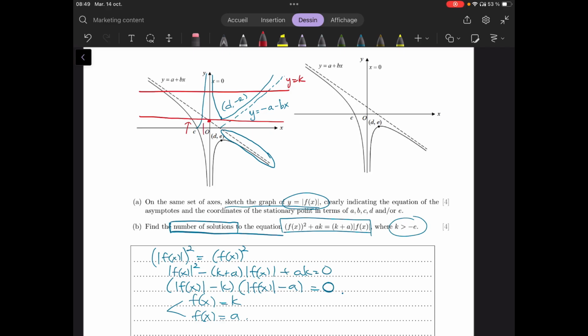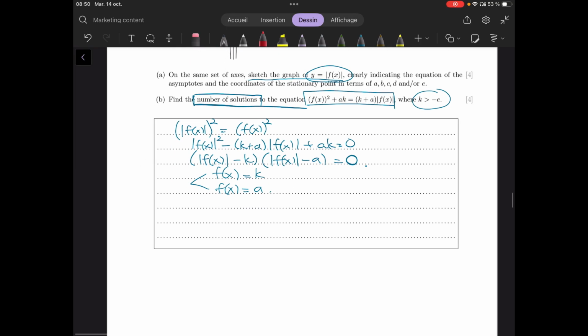How many solutions do we have in total? 1, 2, 3, 4, 5, 6. This does not count because it's an asymptote. Also, by looking at the graph, it seems like a is less than negative e. So we have a grand total of 6 solutions. 2 solutions from here, 4 solutions from there, 6 solutions in total.